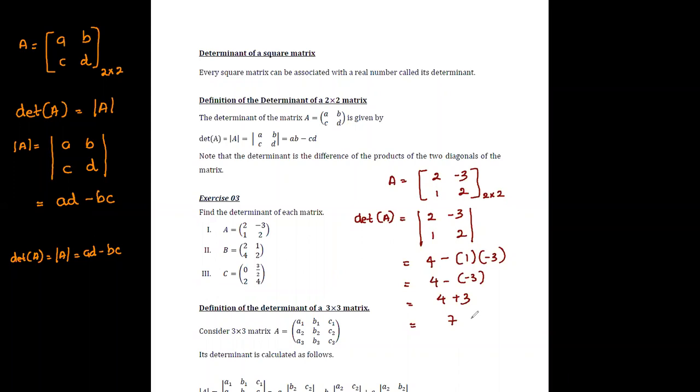What we have done here is taking the difference of the product of the diagonal elements. It is AD minus BC.